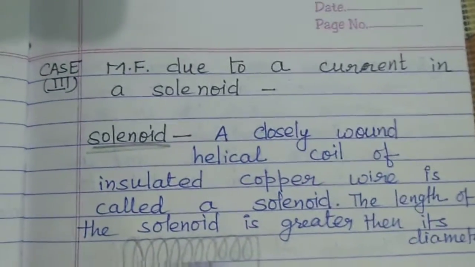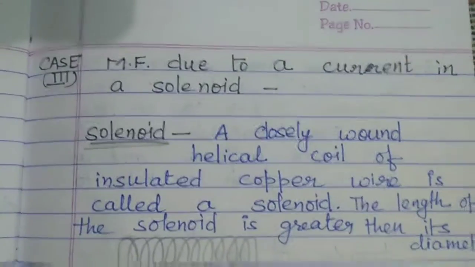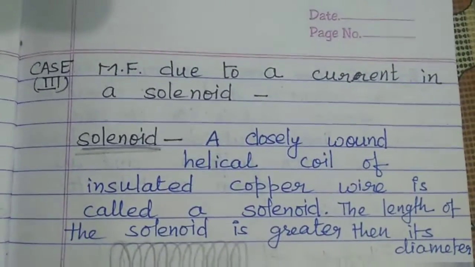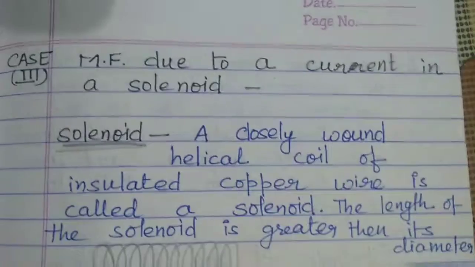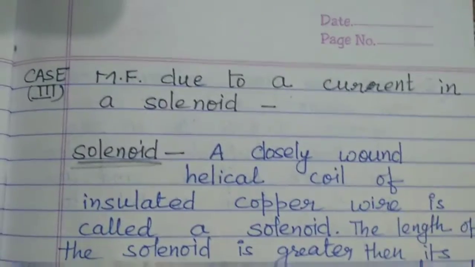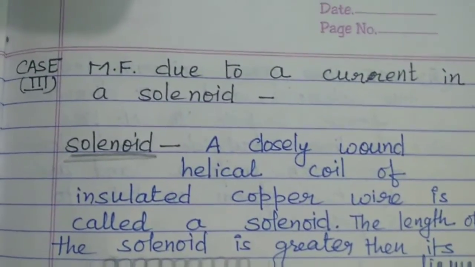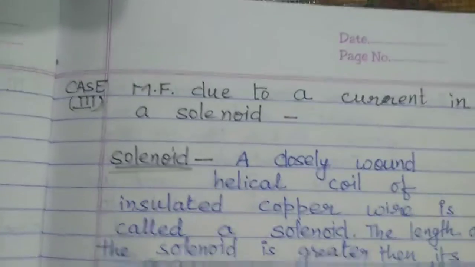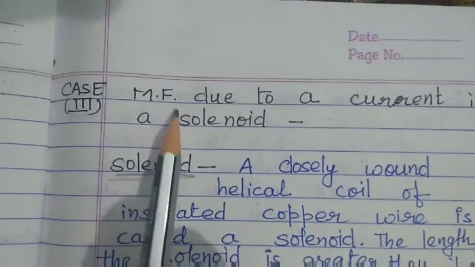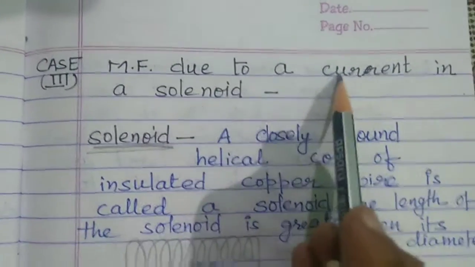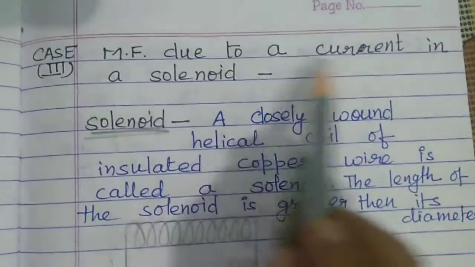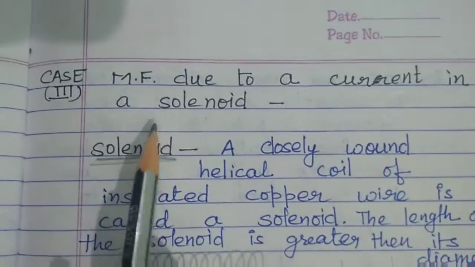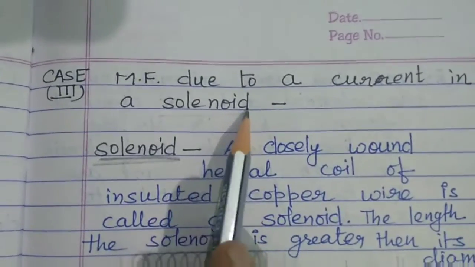Good morning, class 10th. In our previous video, we studied the magnetic field due to a current carrying straight wire, and then the magnetic field due to a current carrying circular loop. Today we will study the magnetic field due to a current carrying solenoid, or you can say current in a solenoid. So first of all, you must know what a solenoid is.